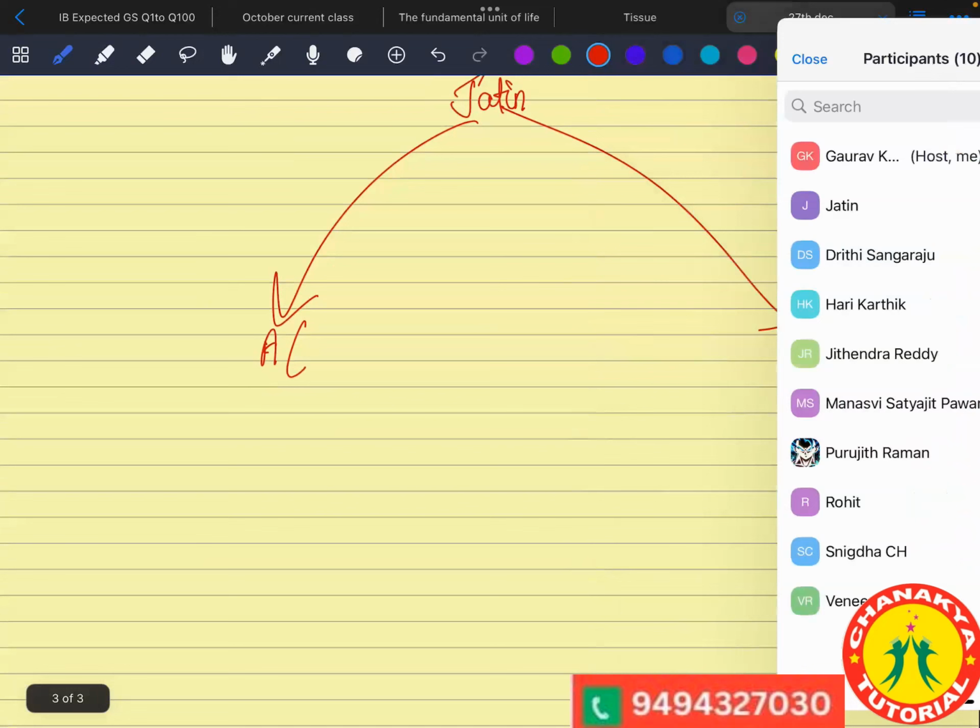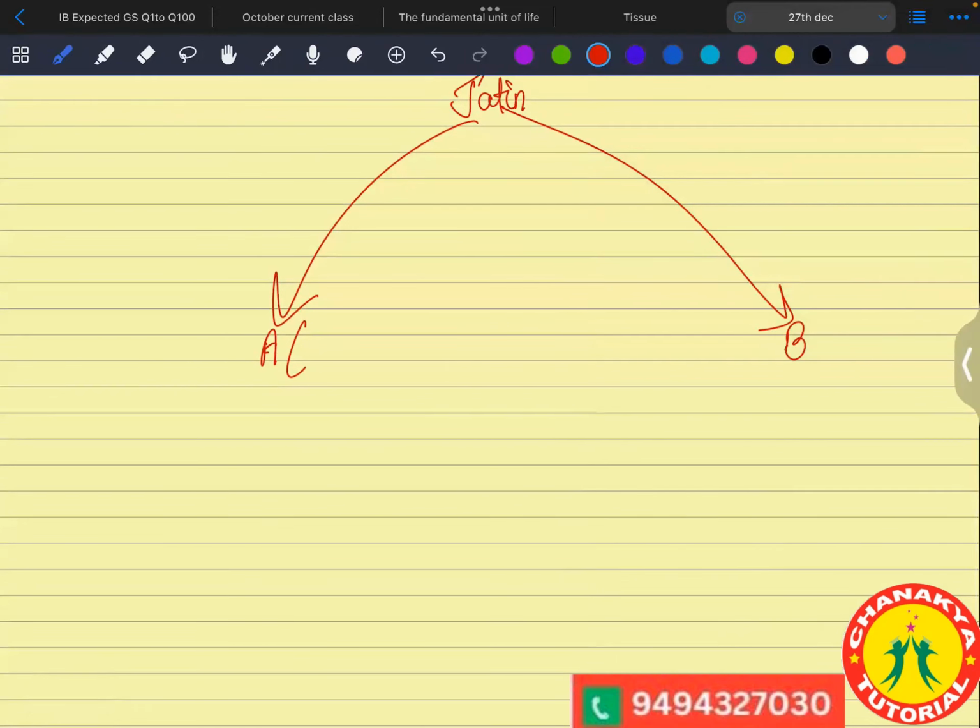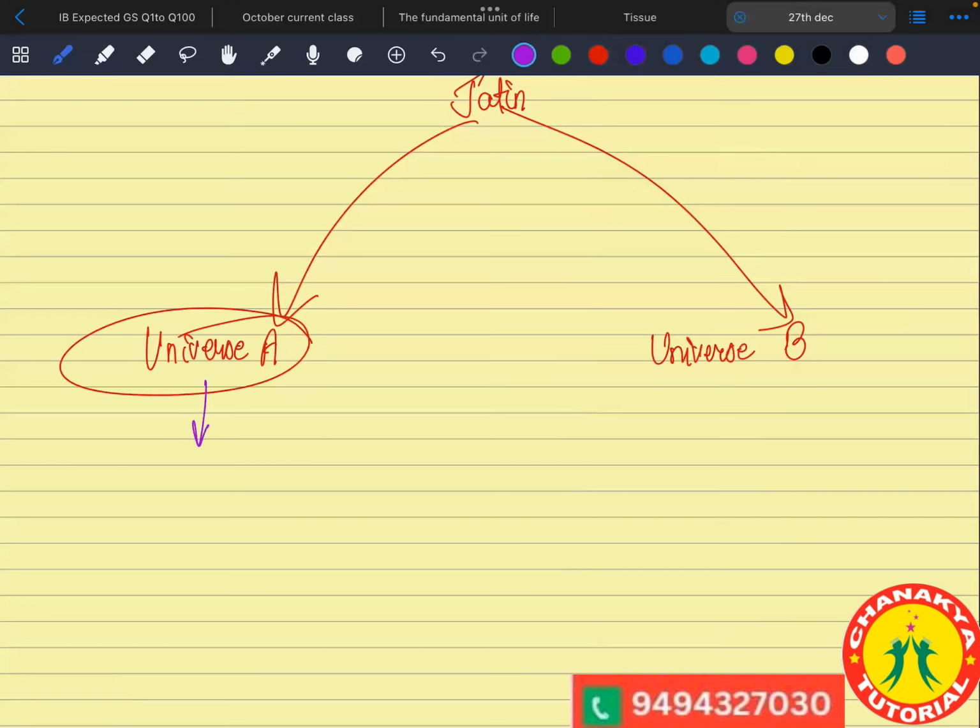So I am taking Jatin in universe A and universe B. Jatin in universe A, this universe A has plenty of water, and this universe B has a scarcity of water.